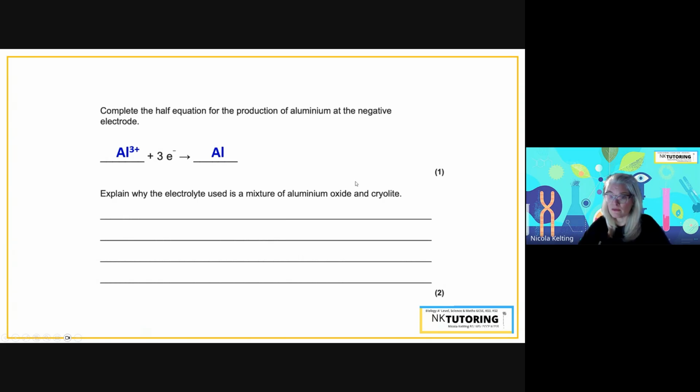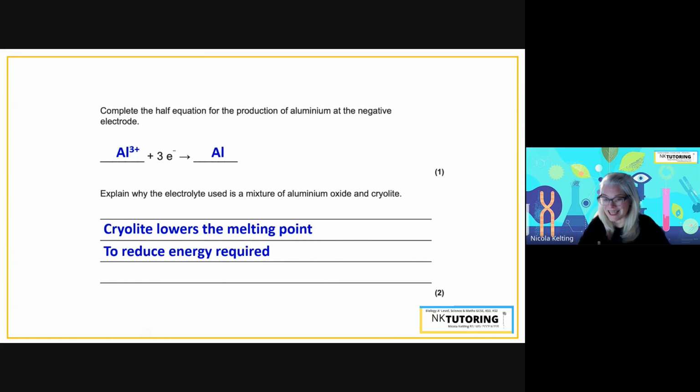And again, this is factual. You just need to learn it for aluminium oxide being electrolyzed. And therefore the cryolite is a substance that's added, and it lowers the melting point. So this is a big industrial process. It uses lots and lots of energy, and therefore is expensive. So if we can lower the melting point, then the aluminium oxide will become molten sooner, and therefore in a shorter amount of time, and therefore it's cheaper to do so, and that is because of the cryolite. And so there is less energy required for the process.